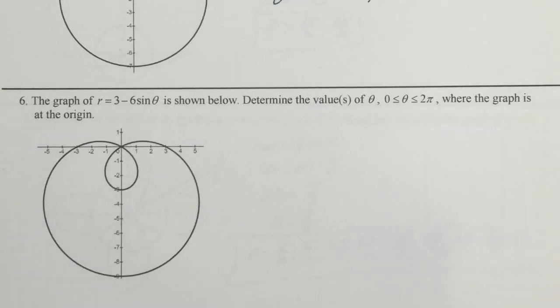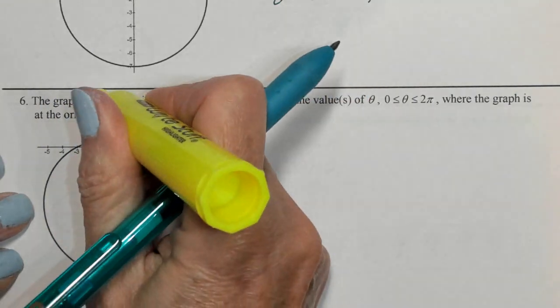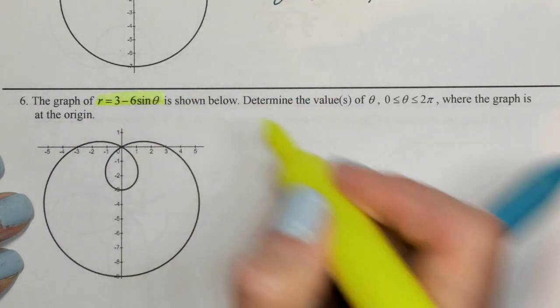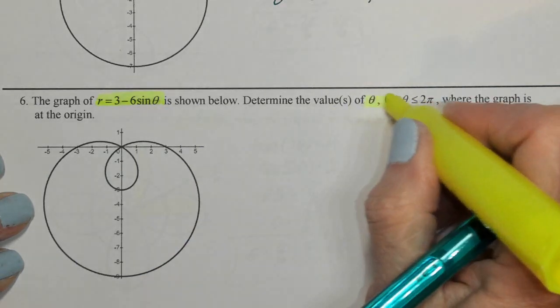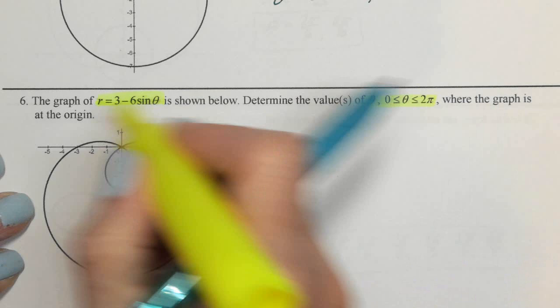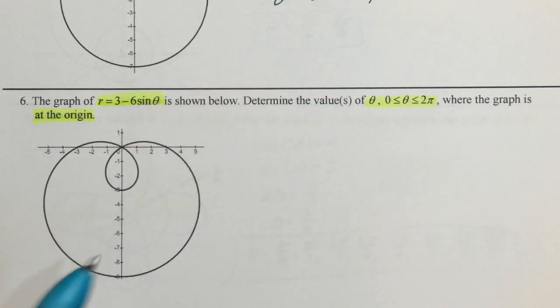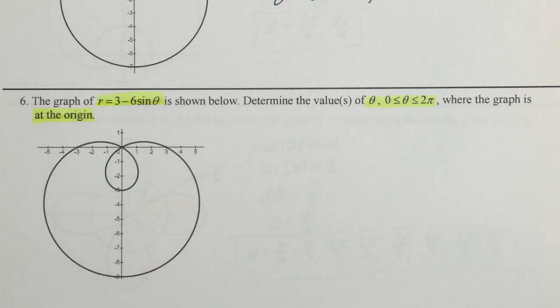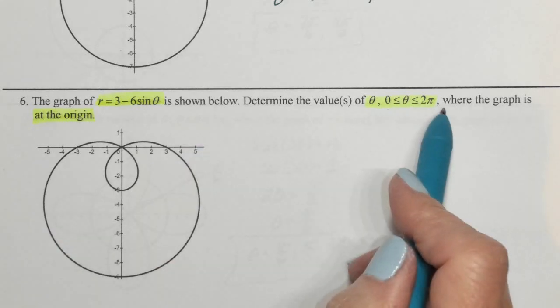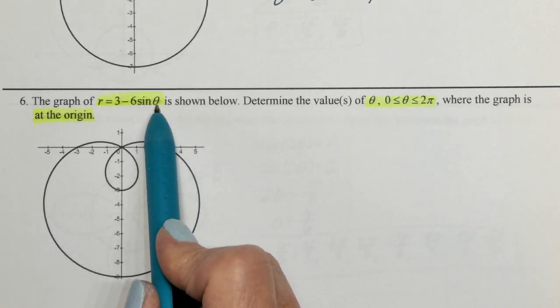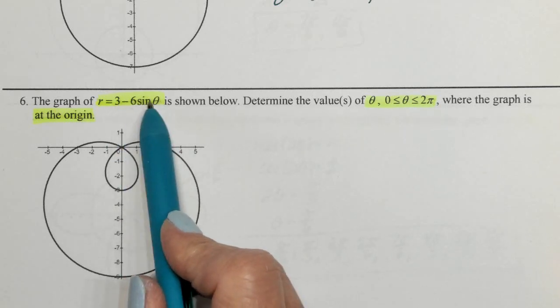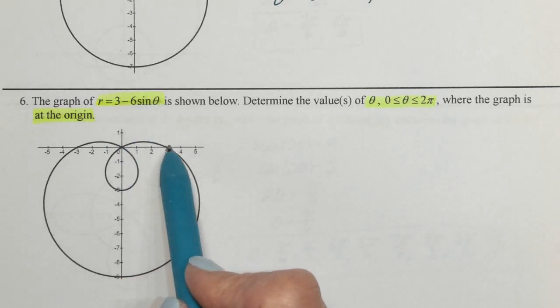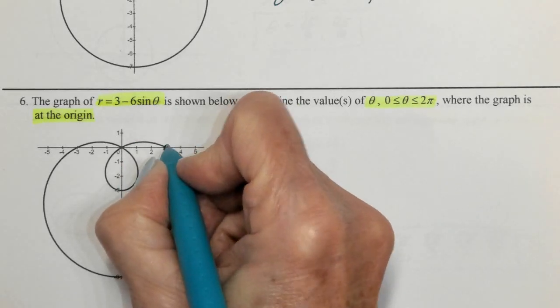Okay, the graph of r is equal to 3 minus 6 sine theta is shown below. Determine the values of theta between 0 and 2 pi where the graph is at the origin. At the origin. Well, how many times is this graph at the origin between 0 and 2 pi? When theta is 0, sine of 0 is 0, 3 minus 0 is 3. When theta is 0, we're out here at 3. So this is kind of our starting point.